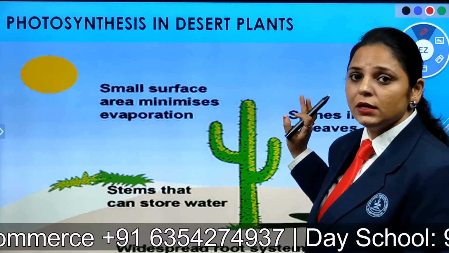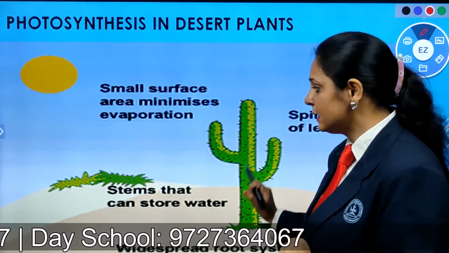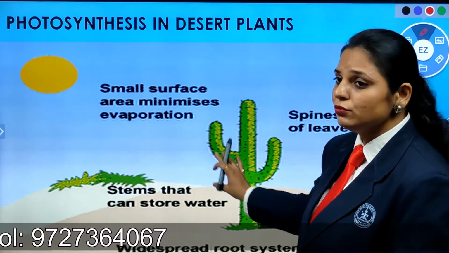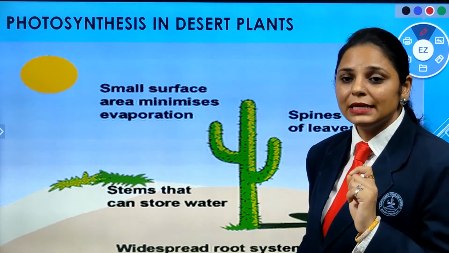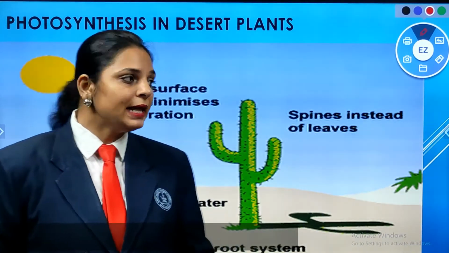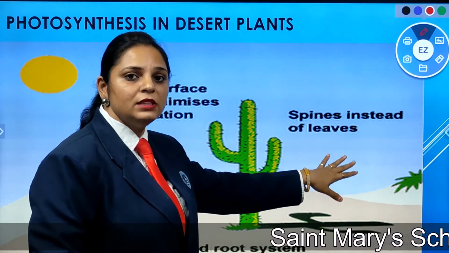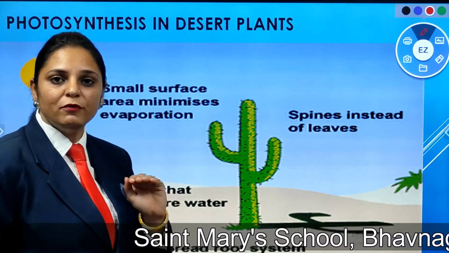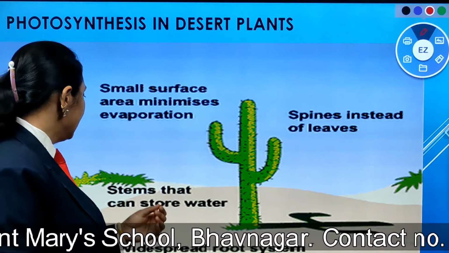Photosynthesis occurs in the cactus plants that grow in the desert area. Exactly, the picture shows you a small surface area that minimizes evaporation. How? Because it has small spine-like structures on its surface. These don't have leaves, they have spines instead, to prevent the loss of water due to evaporation. And the stems contain stored water, and the roots are widespread. These are the reasons why they are able to develop in desert areas.